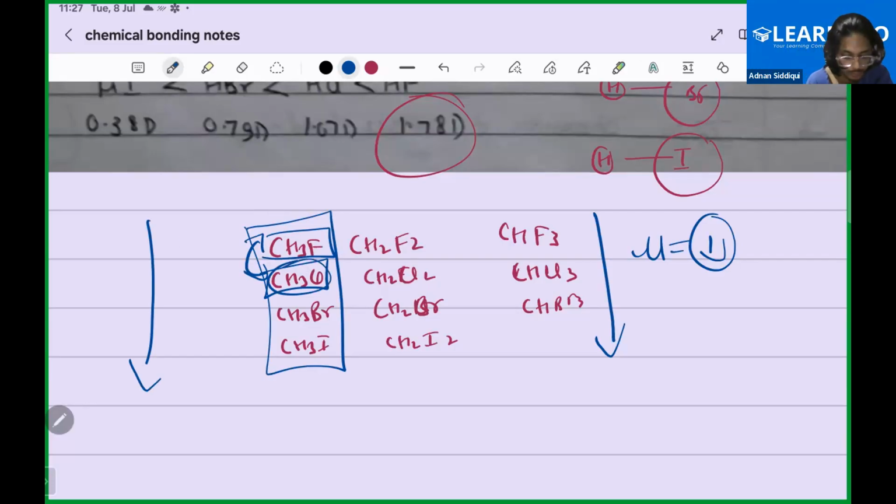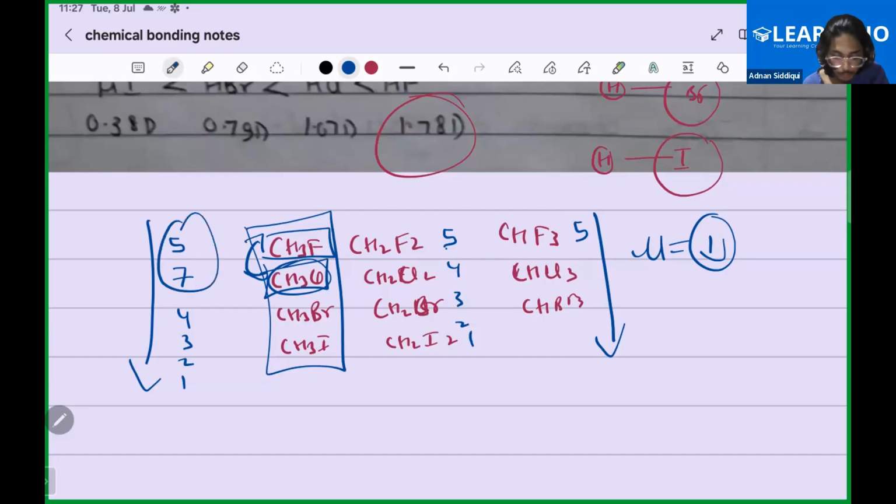Suppose if this is 5, then we are getting 7. Then again 4, 3, 2, 1. Here for this one, the order was 5, 4, 3, 2, 1. Constant decrease. Fluorine is having more value.